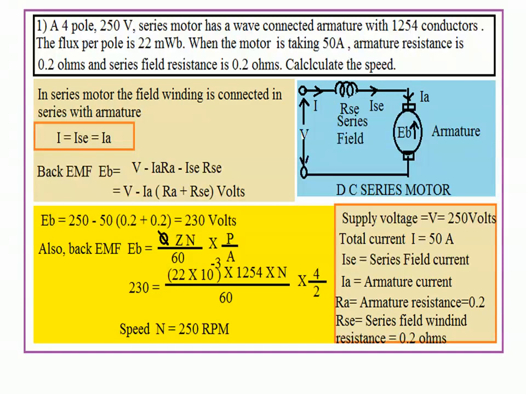This back EMF is also equal to phi ZN divided by 60 into P by A. Here the given winding is wave winding, so the number of parallel paths equals 2. You substitute all the values, and we get the speed as 250 RPM.